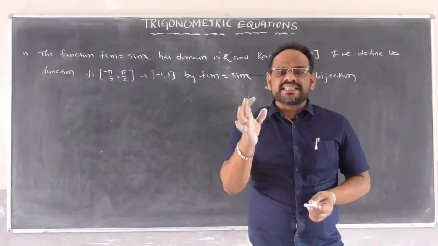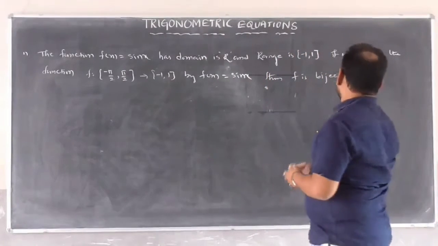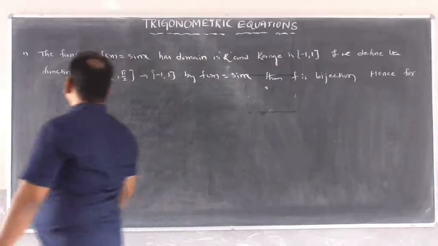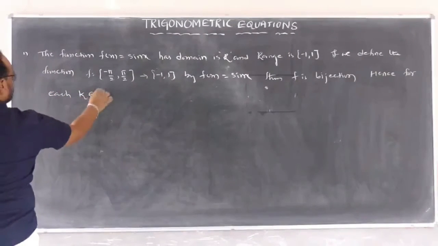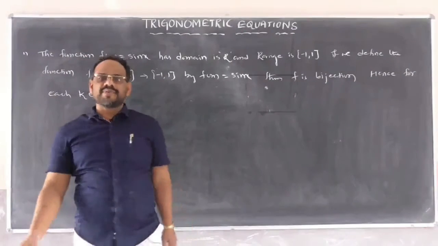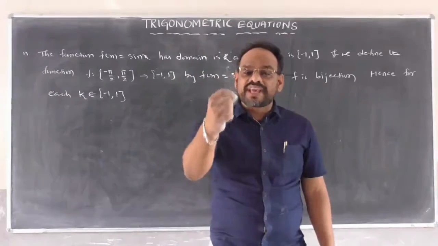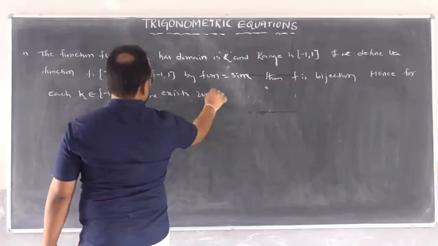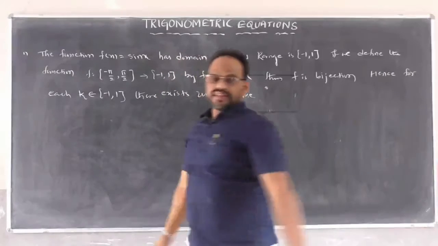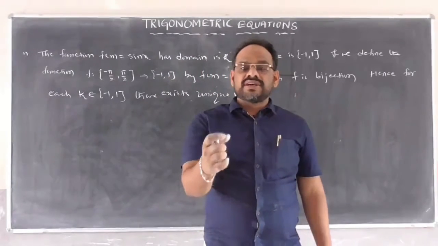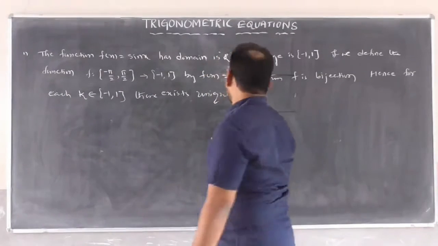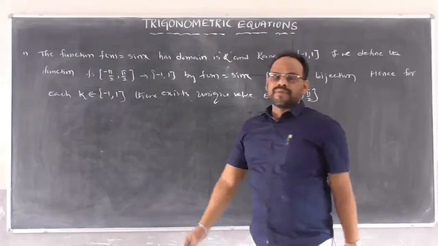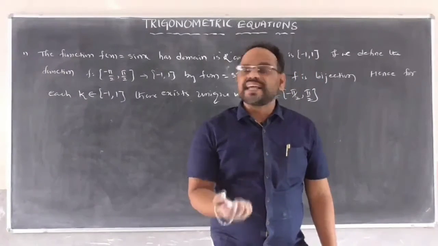Hence for each k belonging to [-1, +1], there exists a unique value of theta, where theta belongs to [-π/2, +π/2], such that sin theta equals k.